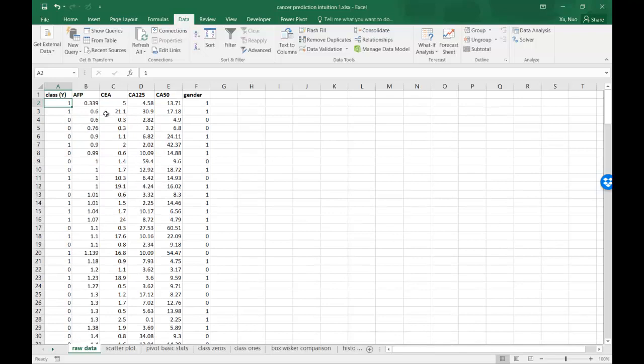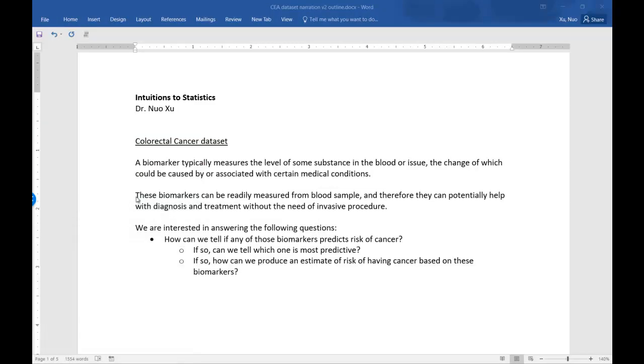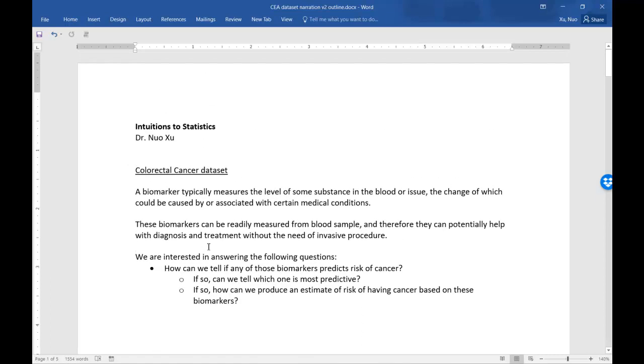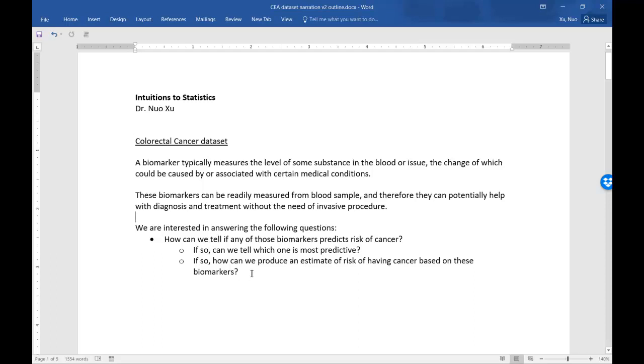Each patient has blood test results on 4 biomarkers: AFP, CEA, CA125, and CA50. A biomarker typically measures the level of some substance in the blood or tissue, the change of which could be caused by or associated with certain medical conditions. Biomarkers can be measured from a blood sample, therefore they can potentially help with diagnosis and treatment without the need of an invasive procedure. Now we are interested to answer the following questions.